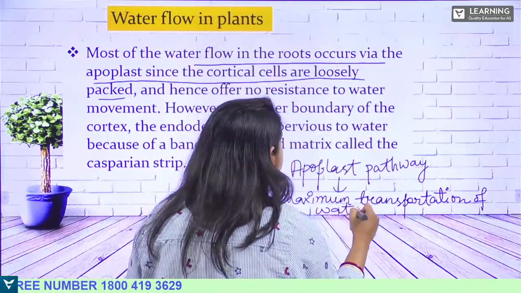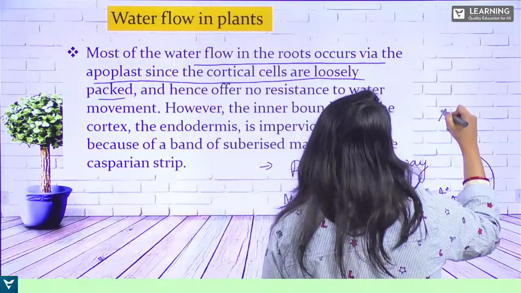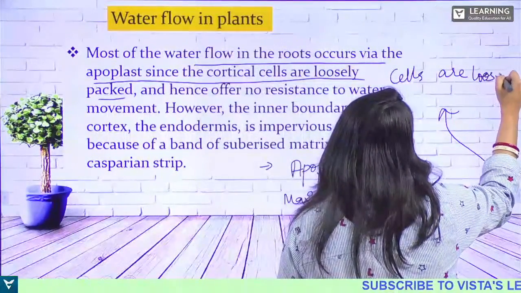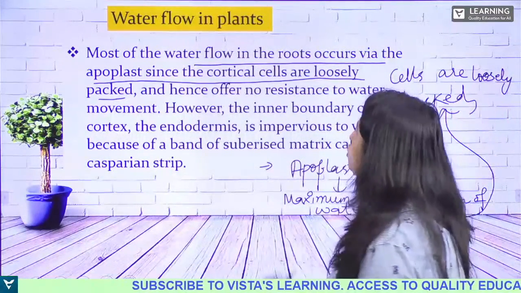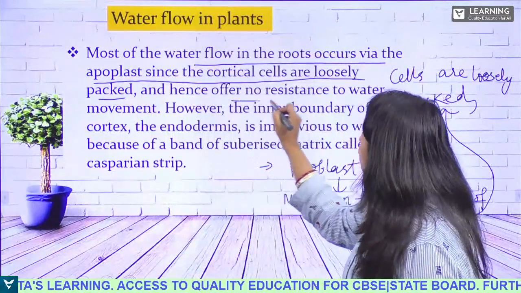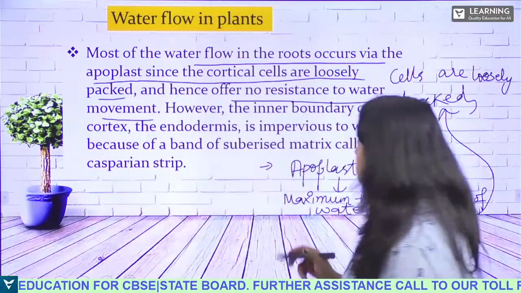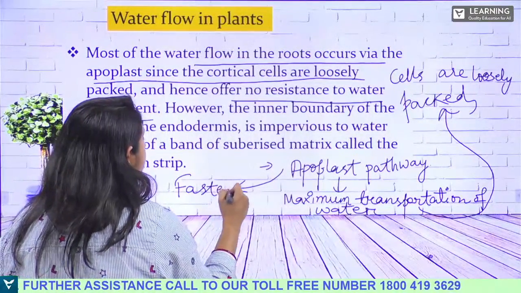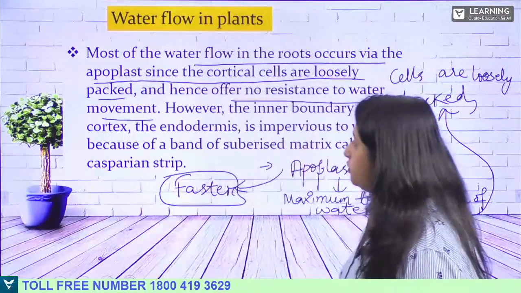Why? Because in the apoplast pathway, the cells are loosely packed. Clear? Because the cells are loosely packed in the apoplast pathway, they offer no resistance to water movement. So water can move faster, right? Here in the apoplast pathway, the water can move faster because there is no barrier for the movement of the water. There is no resistance.